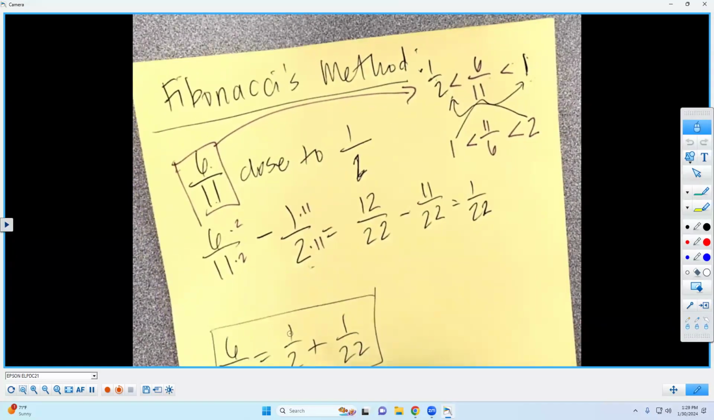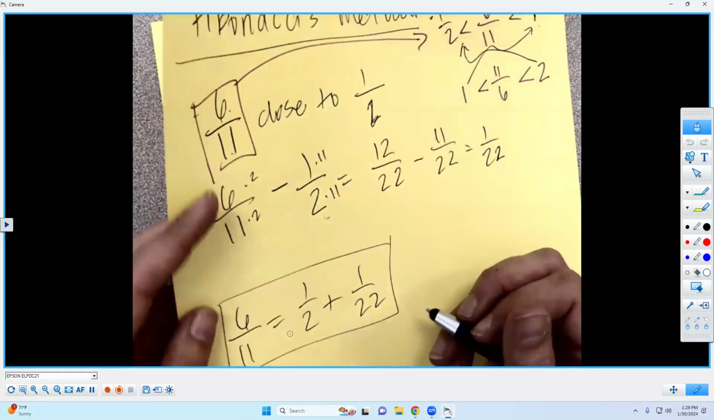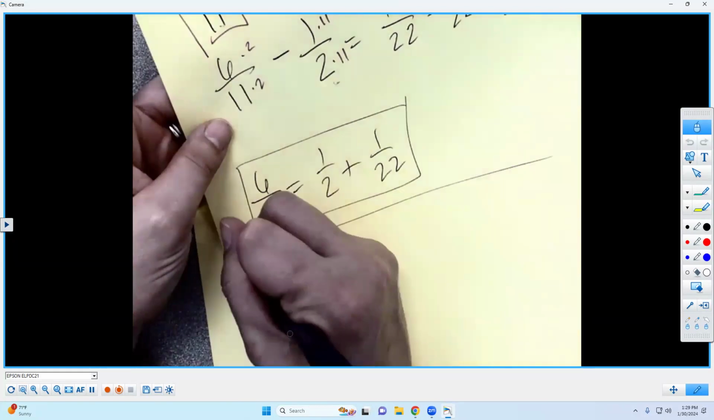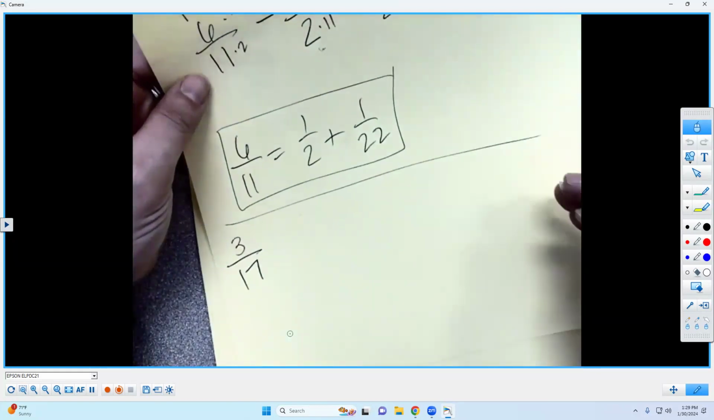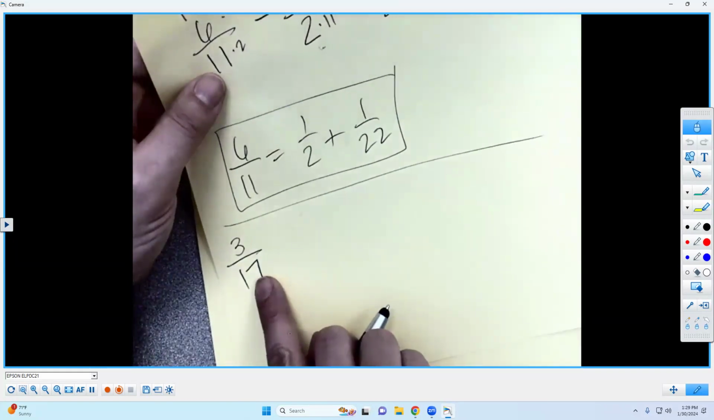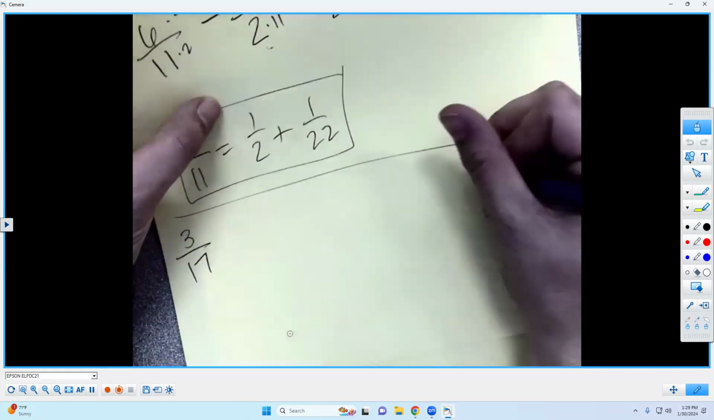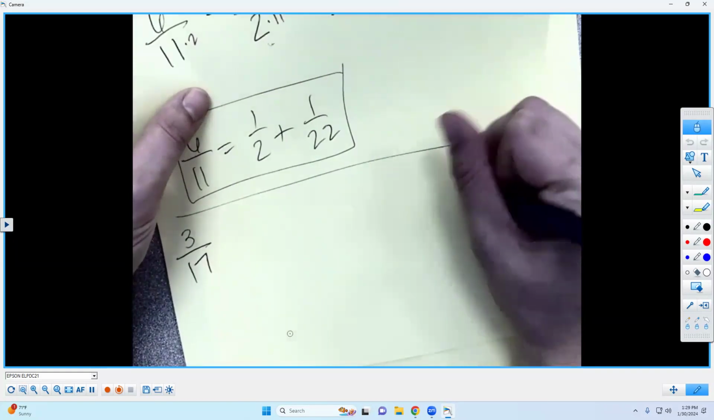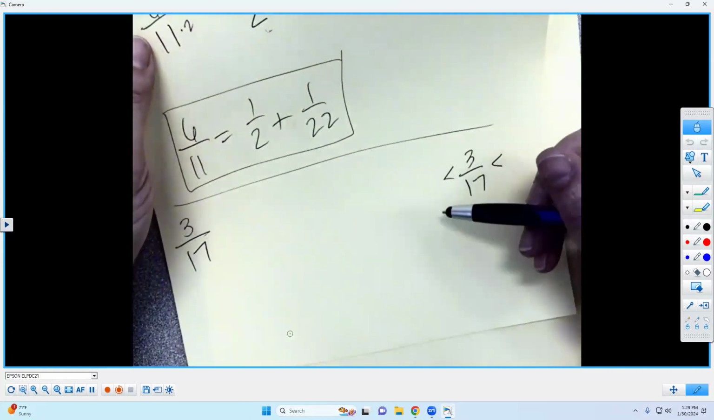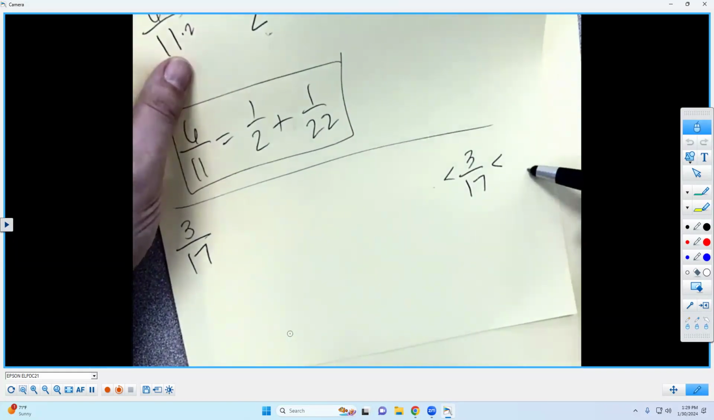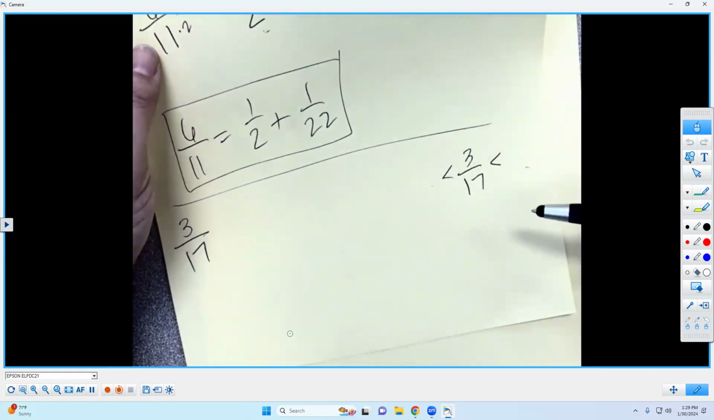So like the first problem, let's do 3/17. So trying to figure out the biggest unit fraction that you can subtract out of that. I'm trying to figure out 3/17 is in between which 2 unit fractions. If I subtracted off 1, 2/17 and 4/17, that doesn't tell me a unit fraction. Does that make sense?